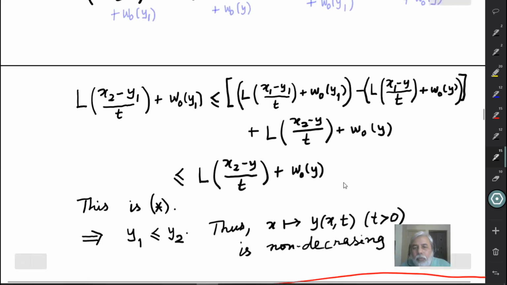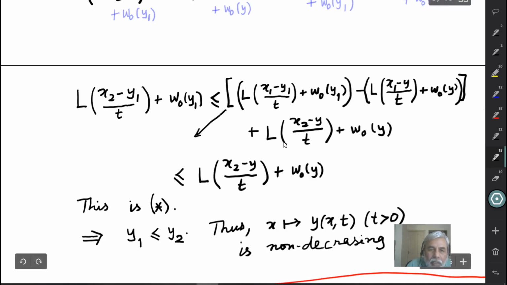And now y1 is the minimizer for that function and y is less than y1, so the term in the bracket is less than or equal to 0, because y1 is the minimizer. So this is always less than or equal to that for any y.